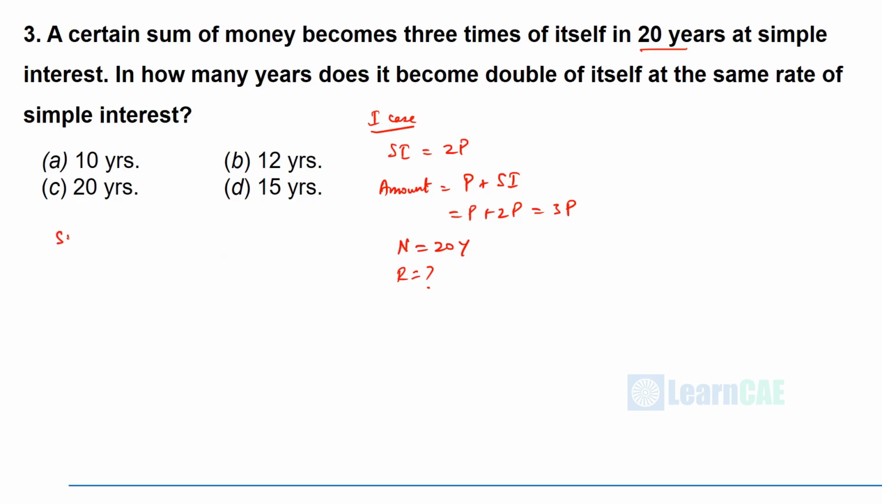Okay. We know simple interest is equal to PNR by 100. SI is 2P. Right side will have P. N is 20 years. And R is what we have to find, by 100. So we can cancel this 2, this P. So rate of interest is equal to 10%. So at 10% rate of interest, the amount will become triple in 20 years.